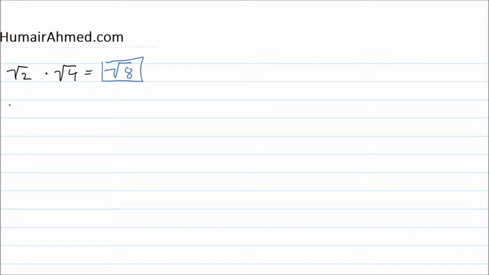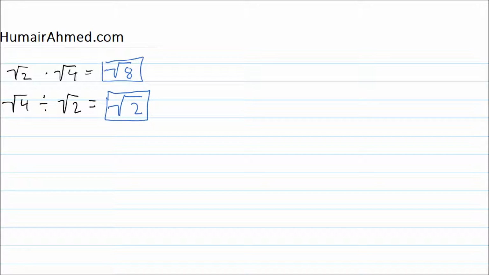Let's look at one with division. What if we have square root of 4 divided by square root of 2? Again, since the root power is the same, we can just divide across and we end up with square root of 2.